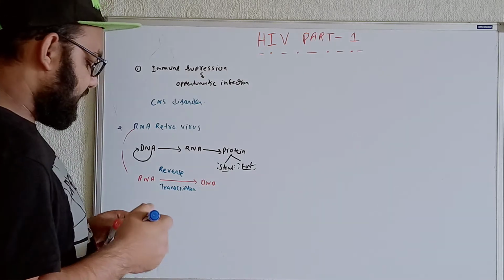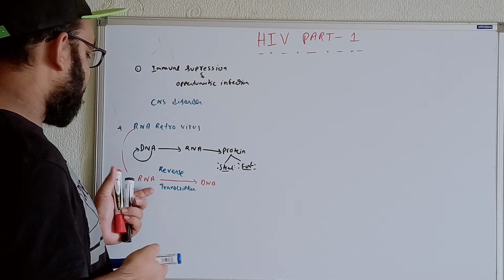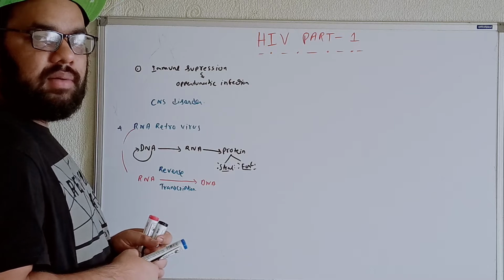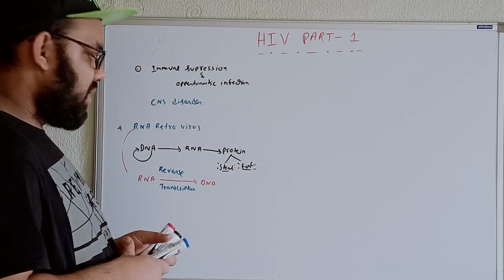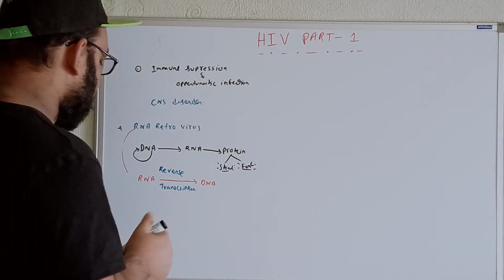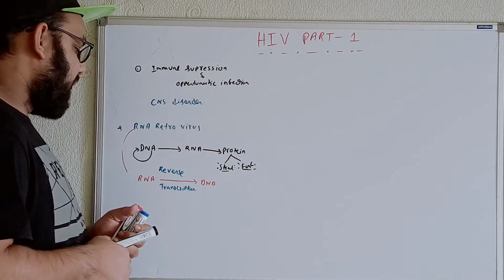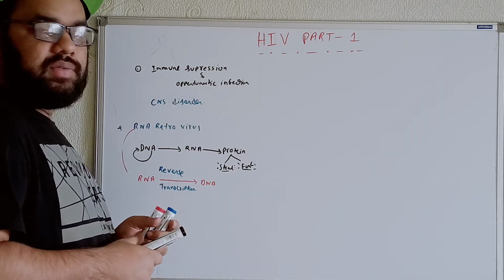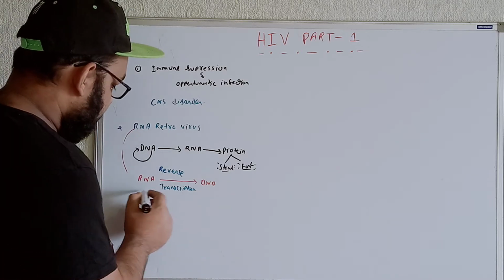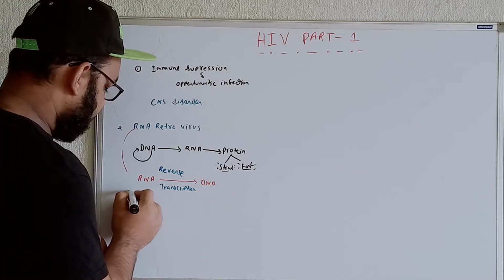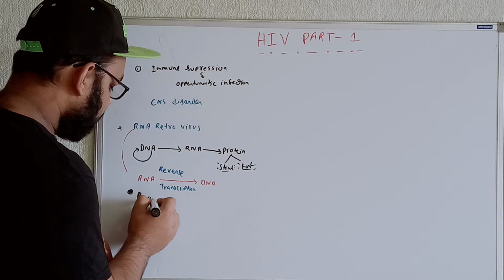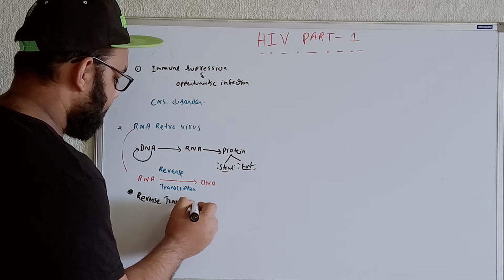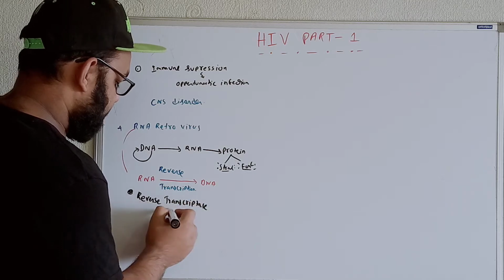Now, as we know, that's reverse transcription. Just to convert from RNA to DNA, we need to use an enzyme. What is the name of the enzyme? That is reverse transcriptase, right? The reverse transcriptase enzyme will be carried by the HIV virus only. So, the enzyme that will be present within the HIV is the reverse transcriptase enzyme.